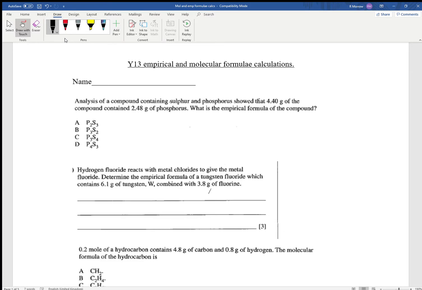So if we can just remember, first of all, what our empirical formula is. It's very simply the simplest, and it's important, the whole number ratio, okay, of x to y in a formula. So if I have a compound made up of x and y, it's the simplest whole number ratio.